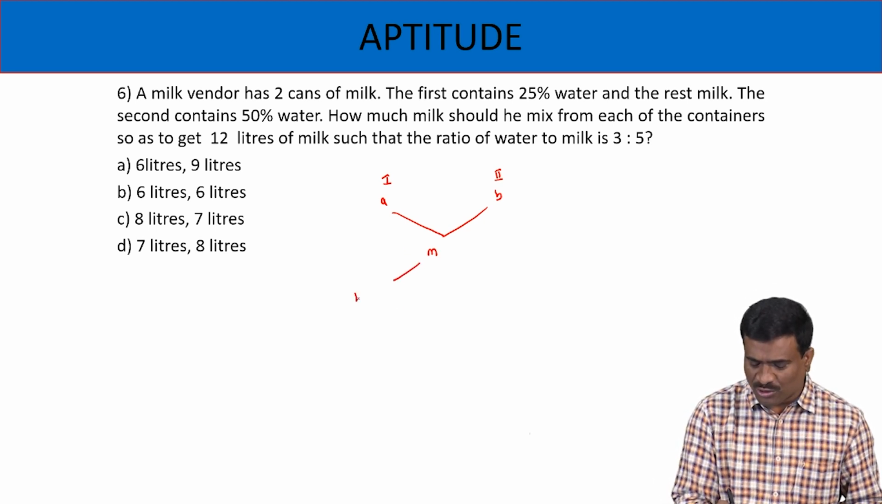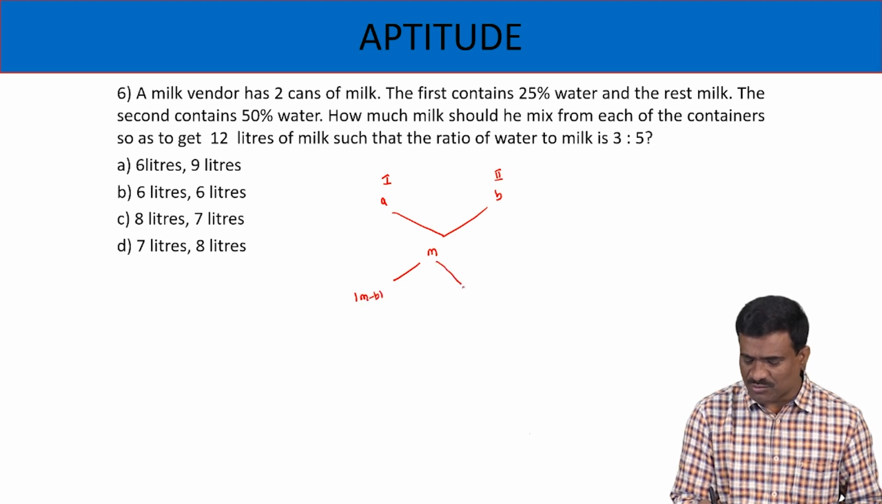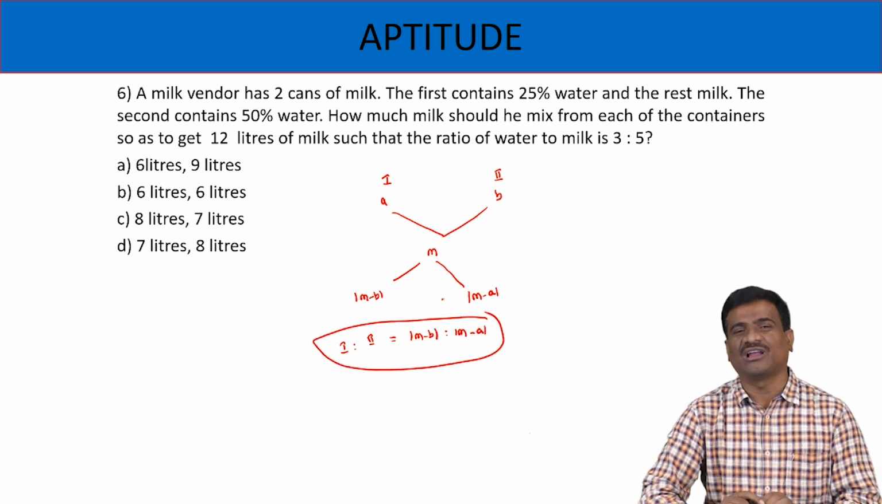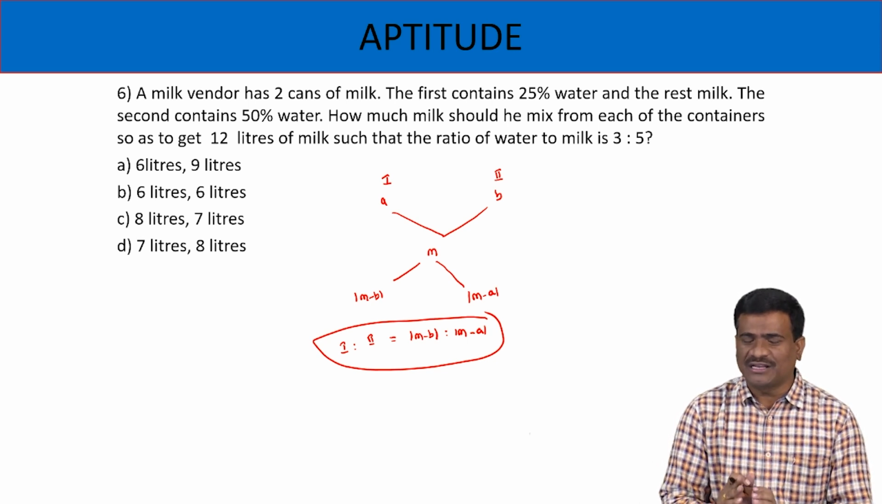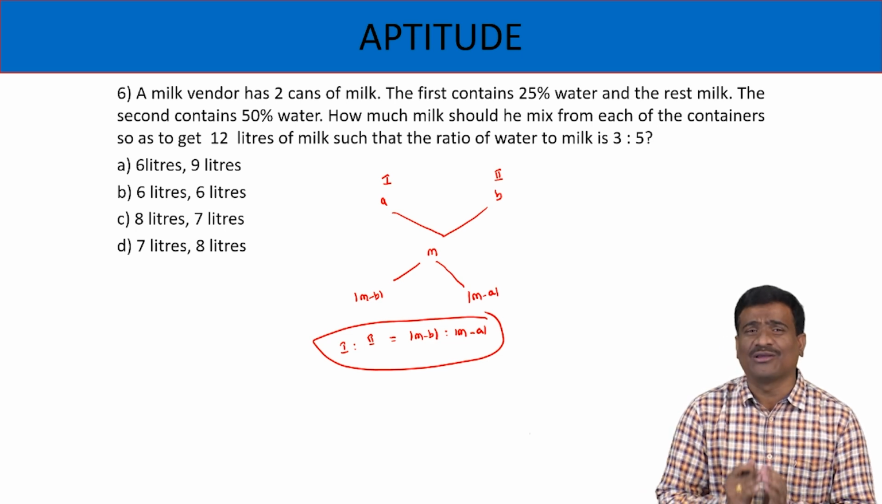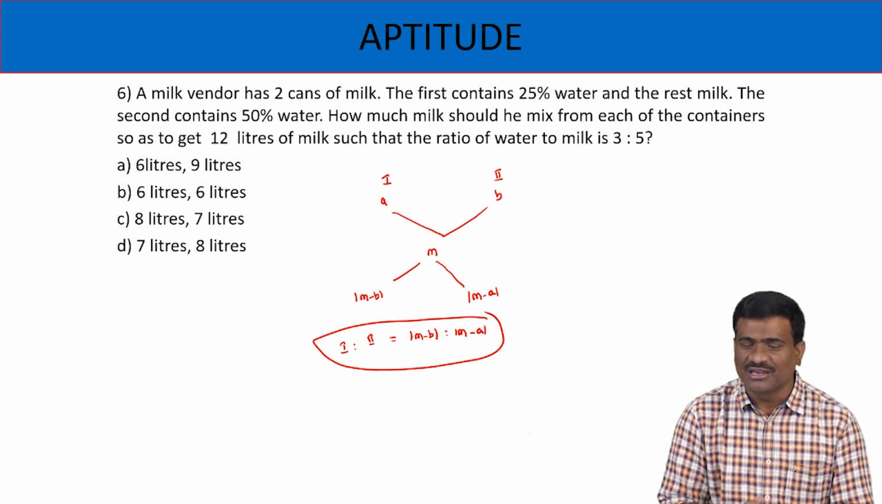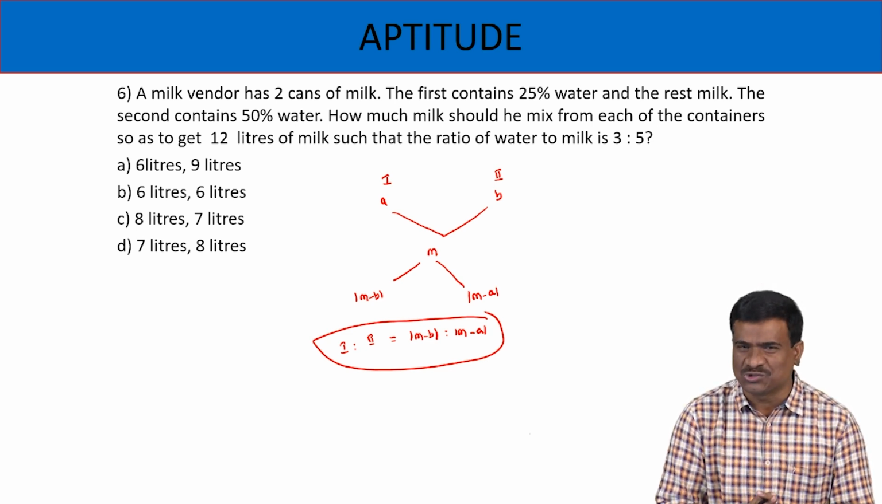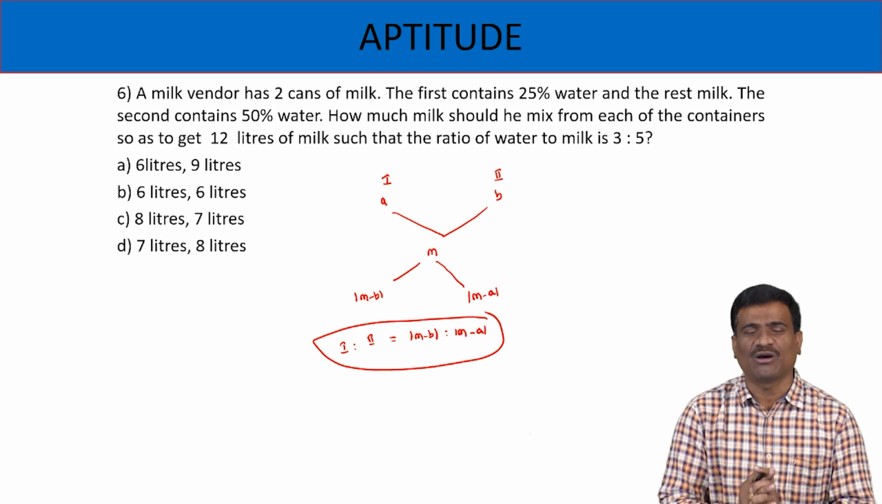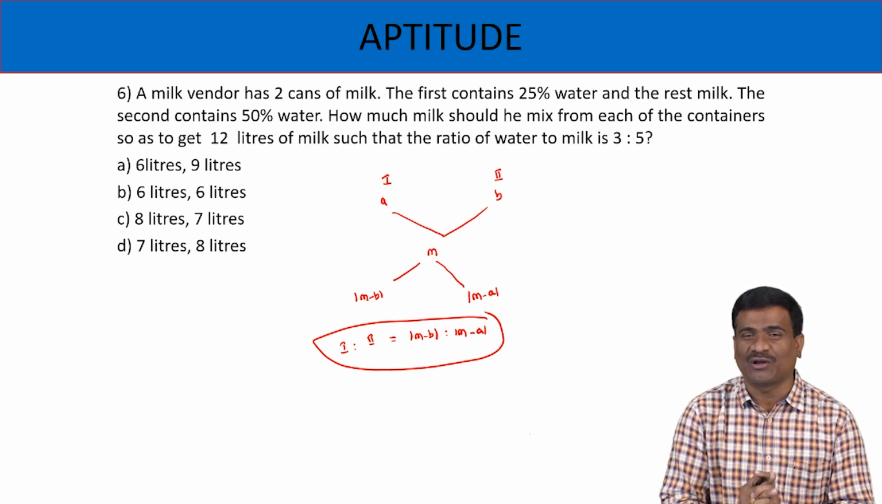Then the method: modulus of M minus B, next modulus of M minus A. Then the ratio of the first one and the second one is equal to modulus of M minus B to modulus of M minus A. This is the allegation topic procedure. But in this example, consider only water and milk. Assumptions: if the water price is not given, assume it is equal to 0. If the milk price is not given, always consider it equal to 1 rupee.